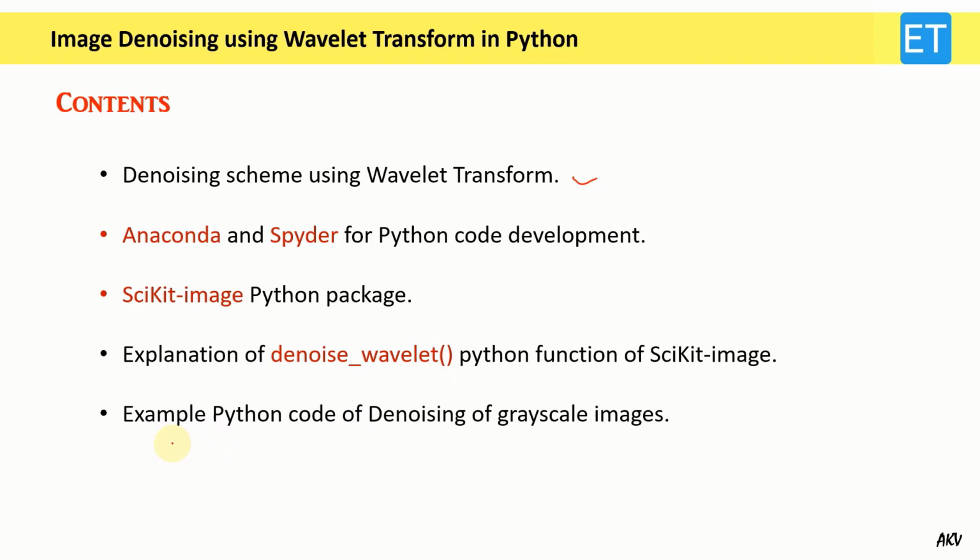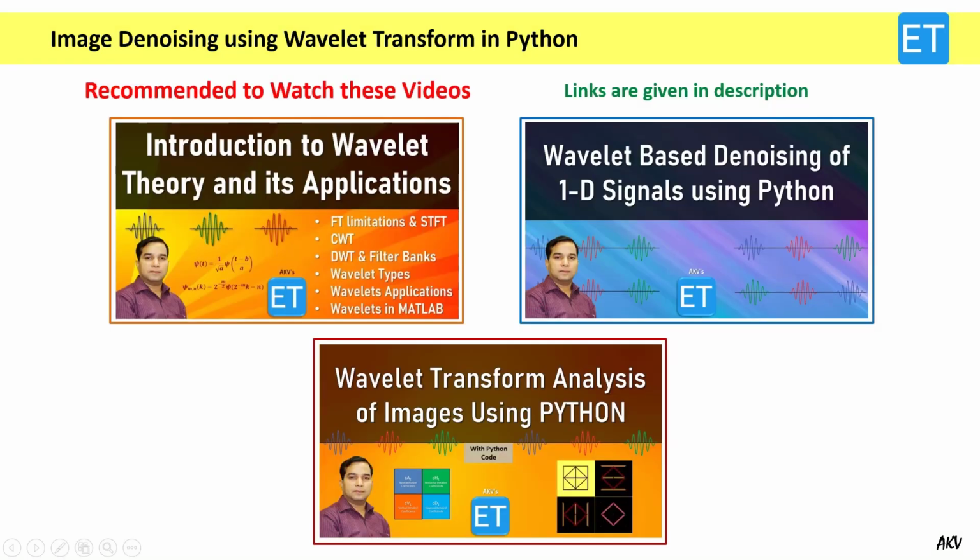And from the same Python package, I will explain the denoise wavelet function that will be used for image denoising. Then I will show you the example Python code for denoising grayscale images, and then I will show you the Python code for denoising color images.